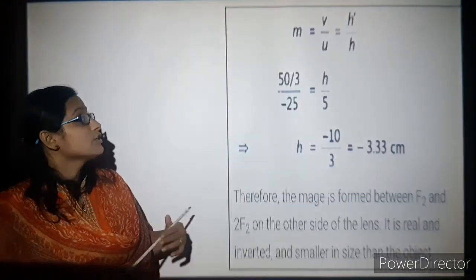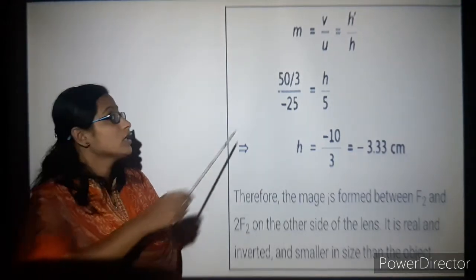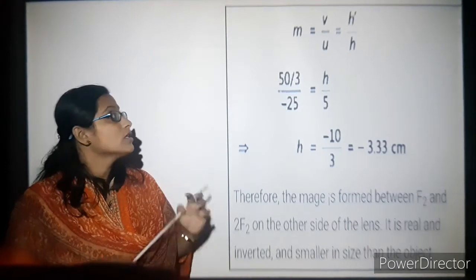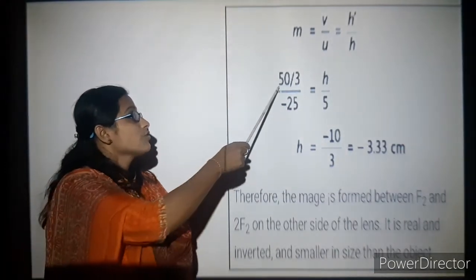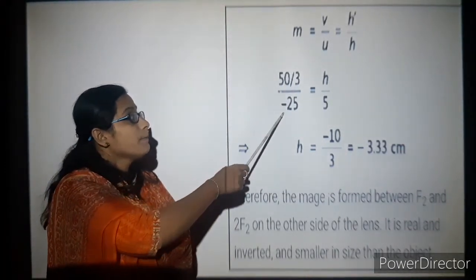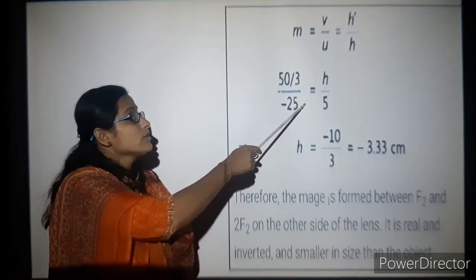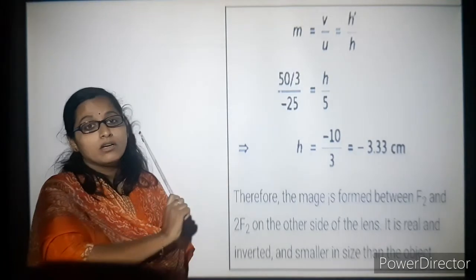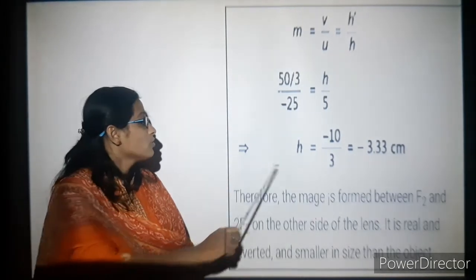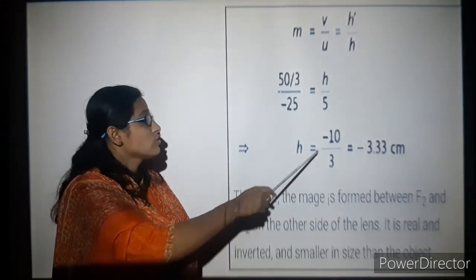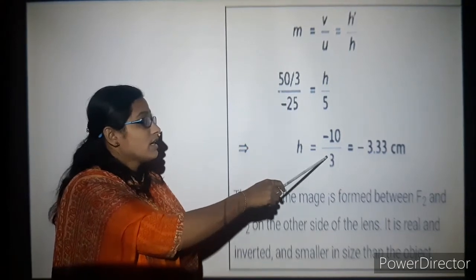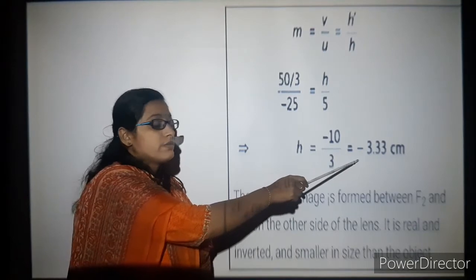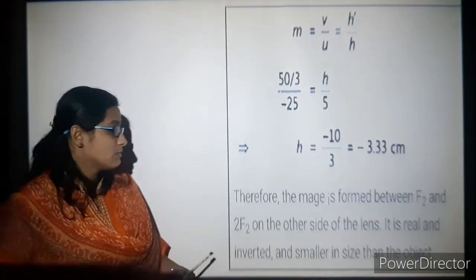We'll continue. We need to find the magnification here. Magnification is V by U or H dash by H. You already have V, that is 50 by 3 by minus 25 equals H dash by 5. You have been given the height of the object as 5. So cross multiply and go for the division. You will get H dash equal to minus 10 by 3. So it's minus 3.33 centimeters.